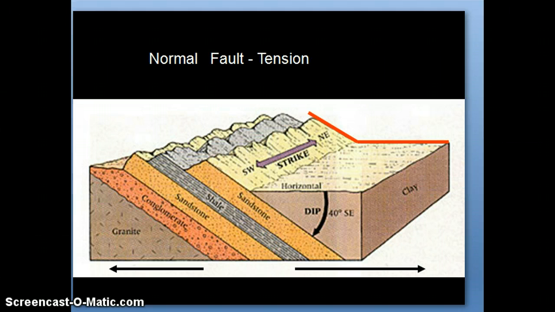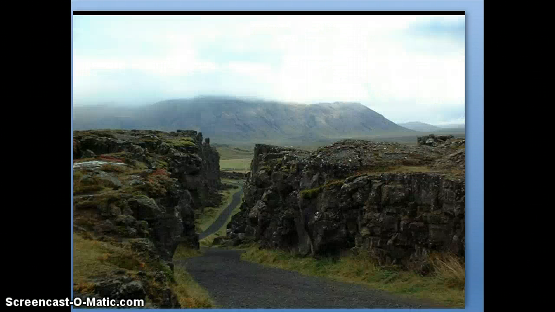So in a normal fault, the fault scarp has an obtuse angle or a very wide angle, and you can see that in that area. And this is an example of a large fault scarp in eastern Oregon where this is a normal fault.